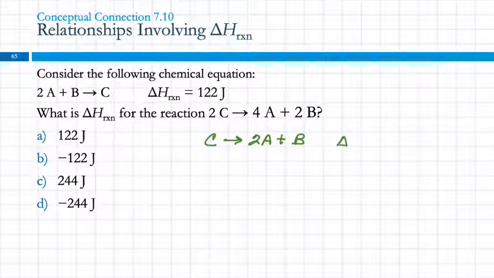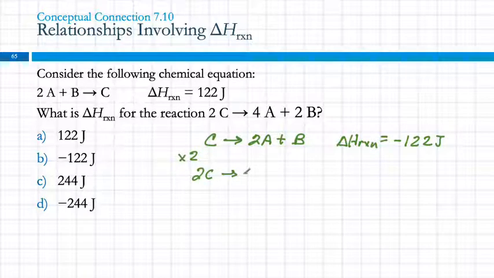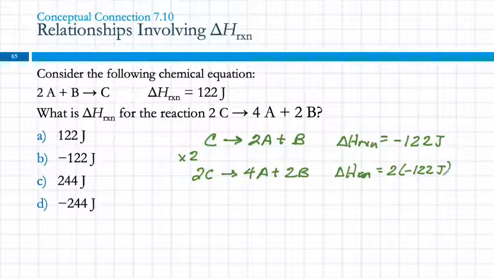So for that reaction, delta H then is minus 122 joules. Right? It went the other direction. And then what do I need to do to this to make it into that? Multiply by 2, right? So times 2, I'm going to get 2C to 4A and 2B. So that's saying twice as much stuff reacted. So then the delta H is 2 times negative 122 joules, or minus 144.